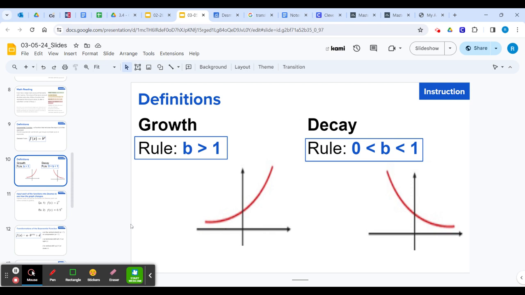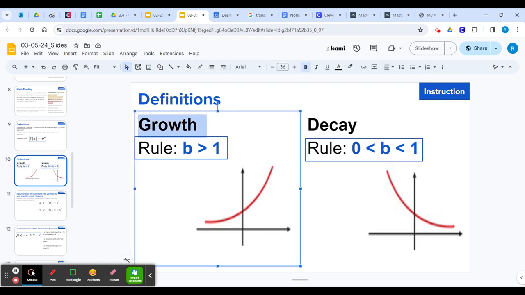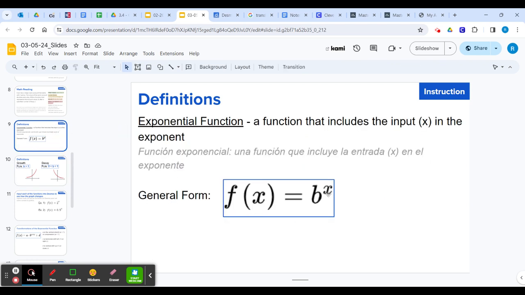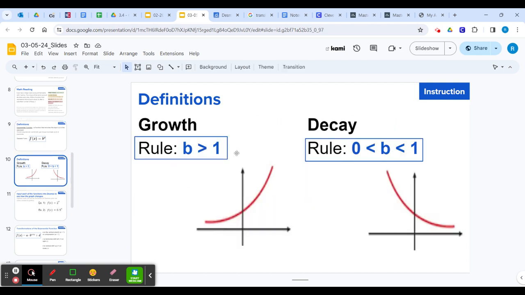Now, there's two main types that we're going to see and work with. The first one is growth, and this is going to happen when that base number, if I go back to my general form here, when that b value in b to the x is greater than 1. Our graph is going to start low and go up exponentially over time. And if we have a base number that's in between 0 and 1, then our graph is going to start high and decay over time.